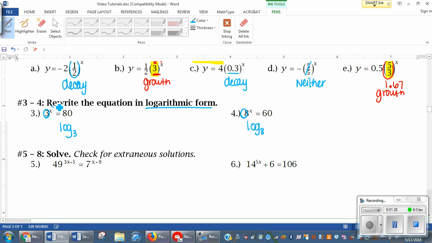And then the base holds up the flyer. And so I always say the flyer gets tossed into the air, and then they are up in the air all alone. So we're going to put that flyer alone. And now the 60 and the 80, those are called the argument. So we would read this as log base 3 of 80 equals x, log base 8 of 60 equals x.